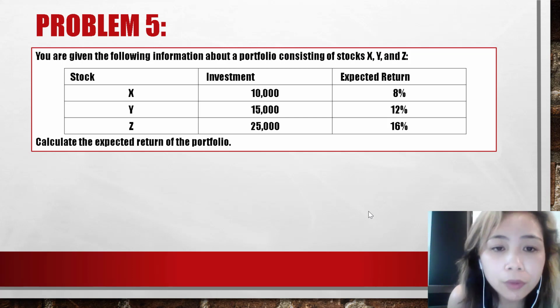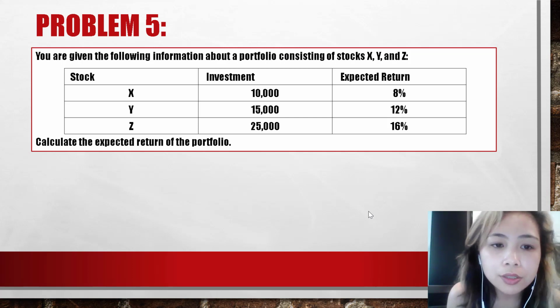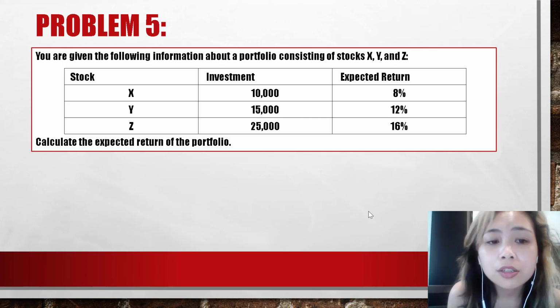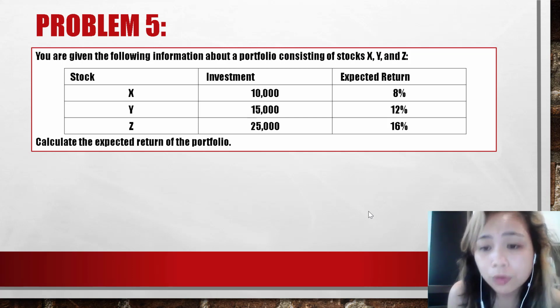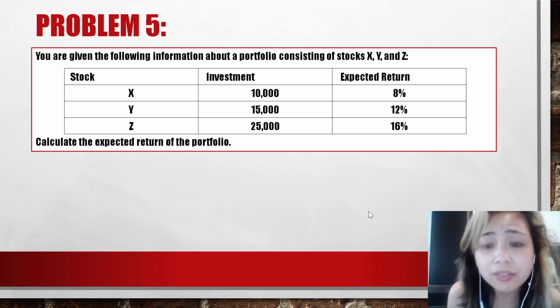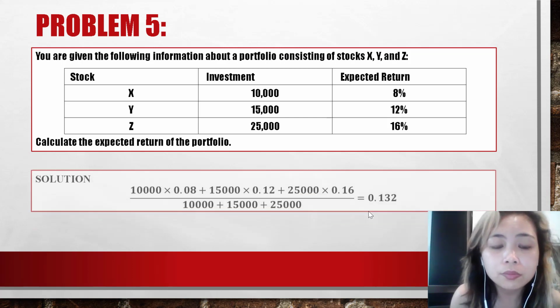You are given the following information about a portfolio consisting of stocks X, Y, and Z. Stock X, the investment amount is 10,000 with an expected return of 8%. Stock Y, the investment amount is 15,000 with an expected return of 12%. And stock Z, the investment amount is 25,000 with expected return 16%. Calculate the expected return of the portfolio.